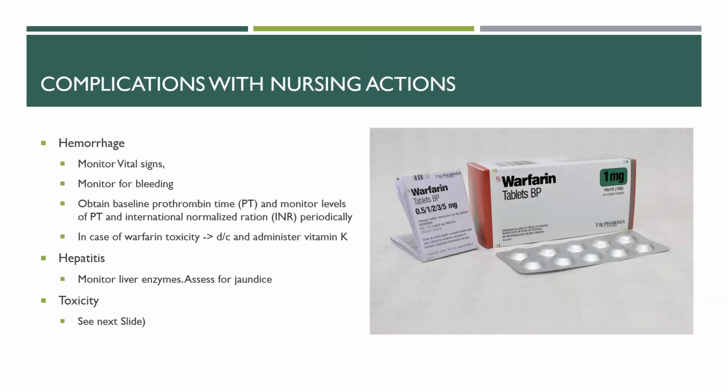Some of our complications: hemorrhage, hepatitis, and toxicity. Once again, for hemorrhage, we're monitoring vital signs and monitoring for bleeding. We obtain prothrombin time and monitor PT and international normalized ratio levels periodically. That's your INR. In case of warfarin toxicity, discontinue the warfarin and administer vitamin K. For hepatitis, monitor liver enzymes and monitor for jaundice.